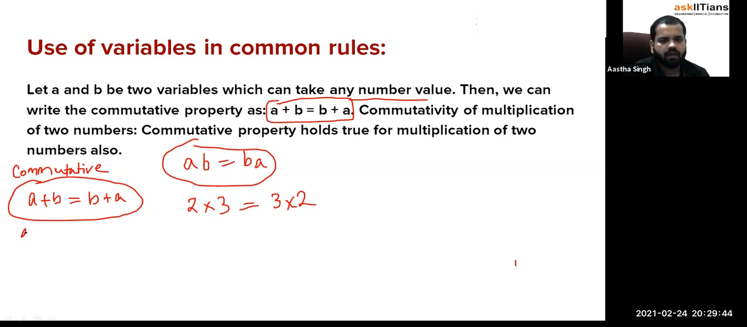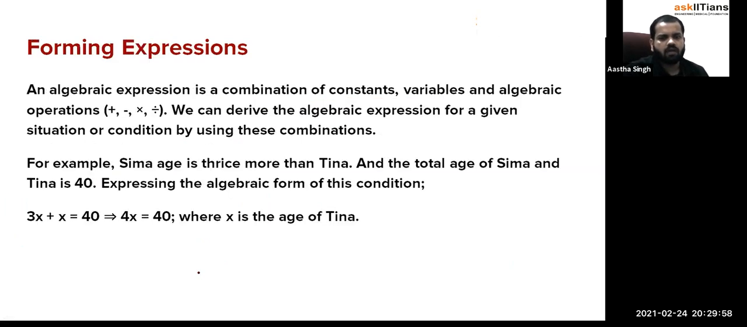So for example, if A takes you 5 and B takes you 7, either 5 plus 7, the order does not matter, is equal to 7 plus 5, the same thing, which is equal to 12. I think you have all got that point, right? Yeah, so the most important part is how to form an equation.